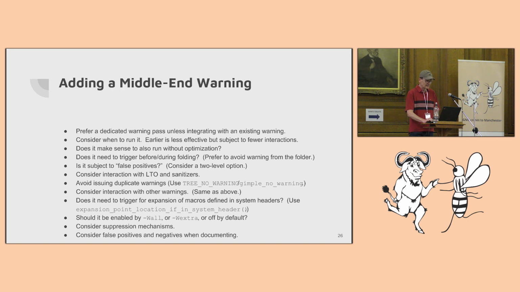So consider that. Should the warning be enabled by -Wall or -Wextra, or should it be disabled by default? Another big and not easy to answer question. Consider the suppression mechanisms. Either a different way of writing the code that you're trying to diagnose that the user is going to have to use to avoid false positives, or the pragma GCC diagnostic, and be aware that the pragma doesn't currently work very well for middle-end diagnostics.